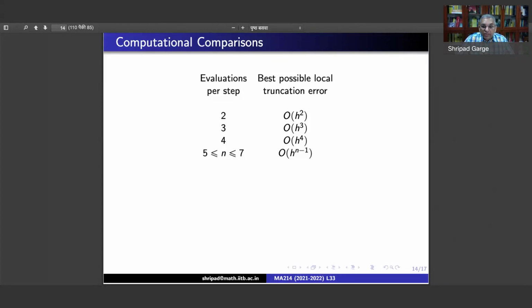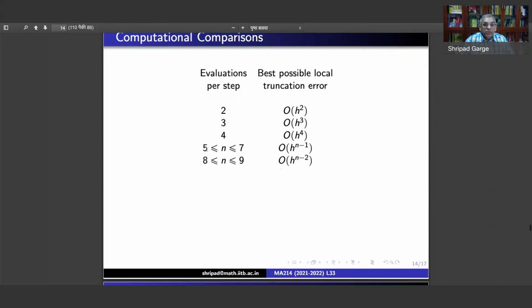If you are looking at 8 and 9, in fact the order even drops by 1. For 8 and 9, the order of the error for the best possible method that you can get is big O of h power n minus 2. So actually, to think about this, if you were looking at the method which uses only 5 evaluations per step, that is the same thing as looking at a method which uses 4 evaluations per step, because for 5, we are going to get the order of the error to the h power 4 only. We will not get it to the h power 5.